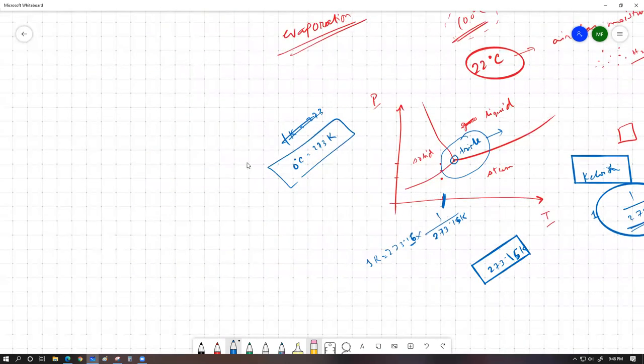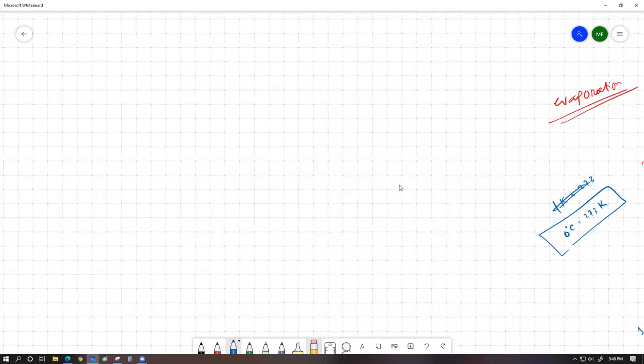Now, this idea of water molecules being present in the atmosphere brings us to the next step of what we should understand for the word humidity. What do we mean by the word humidity? Let me elaborate the point humidity.